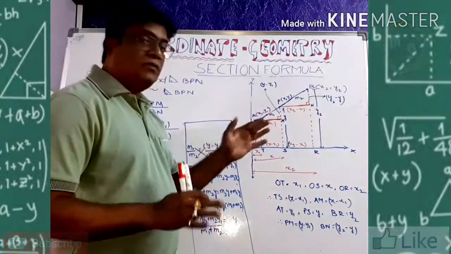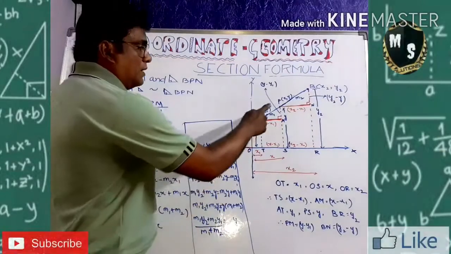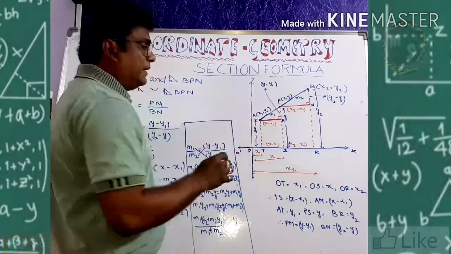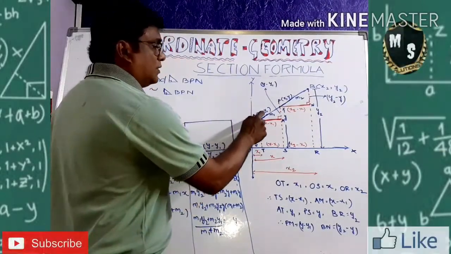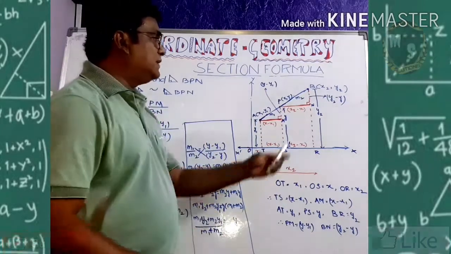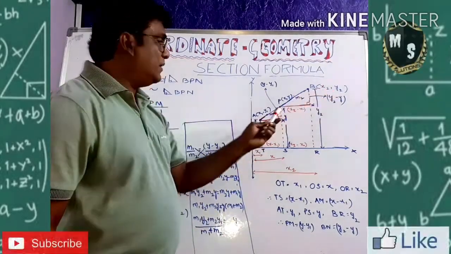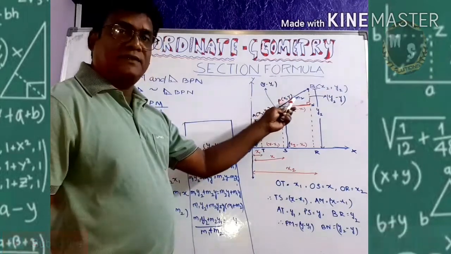So now you see what I am doing. Here, the P point, the coordinates first I am writing. The A point coordinate is x1, y1. The B point coordinate is x2, y2. Then what is the P point coordinate? Let it be x and y.